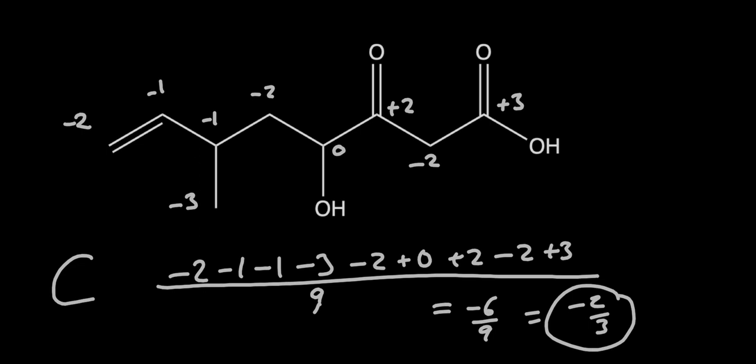Let's make that just a little neater so that we'll be able to see what I'm writing here. Okay, so -2/3. That's the overall oxidation number. It's also called the average oxidation number. So if we calculate that number by some other method, it should match. We'll do that on the next slide.